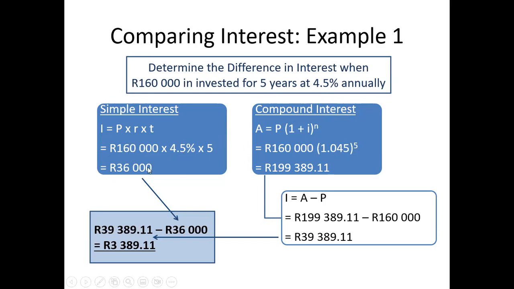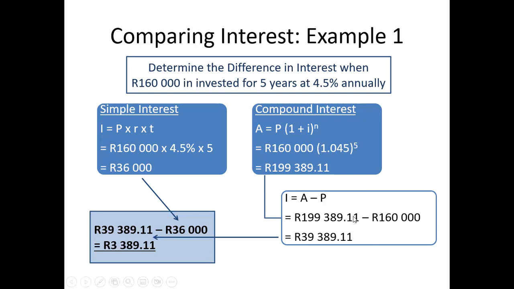Okay, so we can simply then calculate it, and we see that our simple interest is 36,000 Rand. On the compound interest side, we must first take that 4.5% there and turn it into a decimal by moving the comma 2 places to the left. So it then becomes 0.045, and when we add that to the 1, it is 1.045, and that will be to the power 5. And then we get a much higher amount on this side of 199,389 Rand and 11 cents.